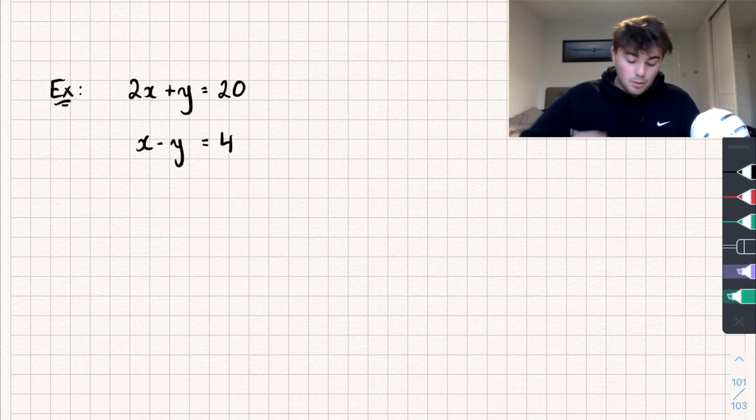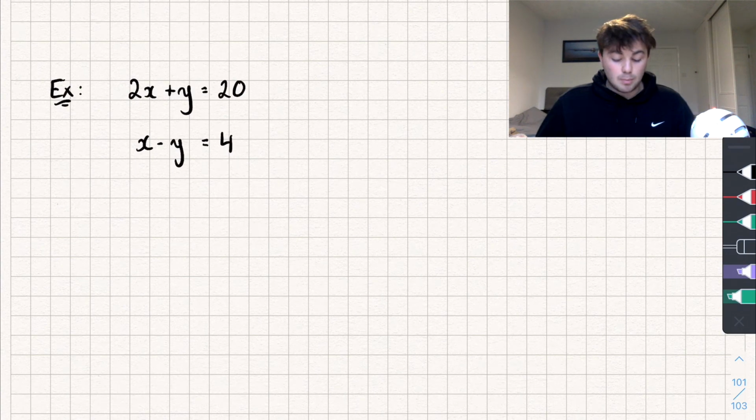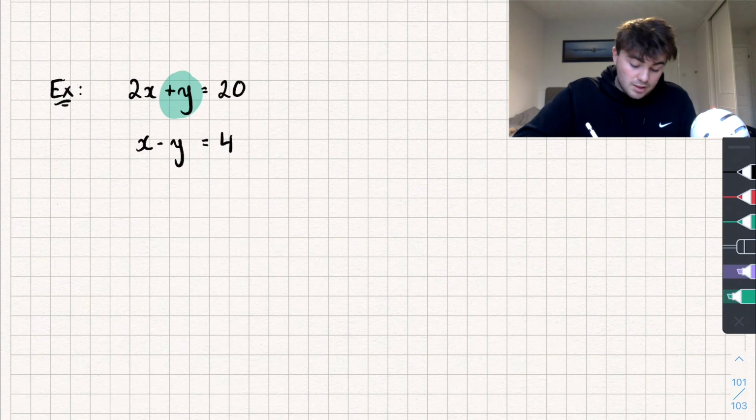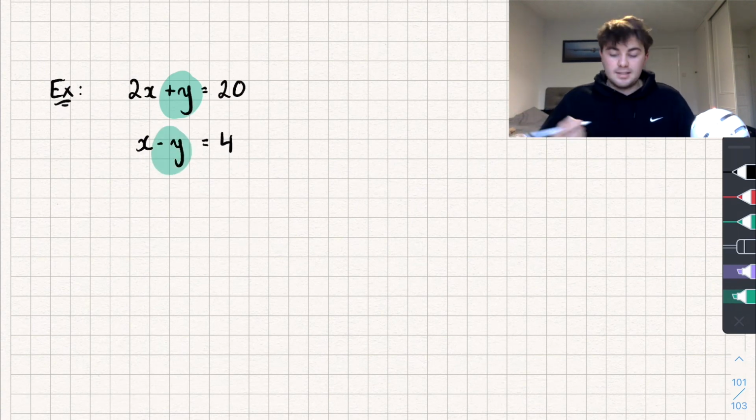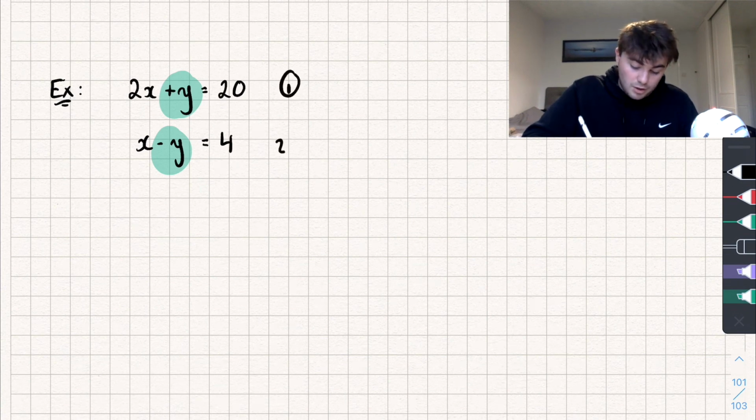Now the final example we're going to look at is this one here, where we've got 2x plus y equals 20 and x minus y is 4. So obviously none of the coefficients of either x or y are the same, but we don't always need to make them the same when we've got a positive and a negative. So you can see the coefficient of y here is positive 1, and here the coefficient of y is negative 1. Okay, so we've got equation 1 and 2.